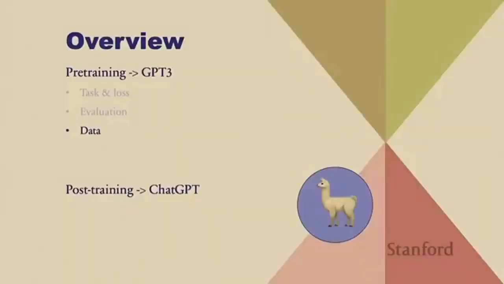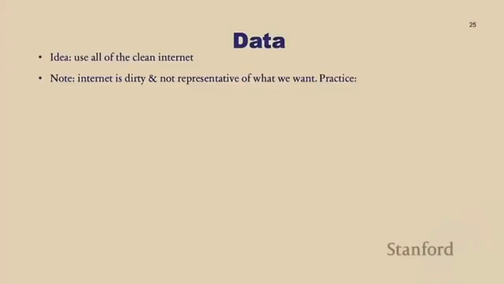Great. Data. So data is another really big topic. At a high level, people just say, oh, you basically train large language models on all of internet. What does that even mean? Or people sometimes say all of clean internet, which is even less defined. The internet is very dirty and really not representative of what we want in practice. If I download a random website right now, you would be shocked at what is in there. It's definitely not your Wikipedia.